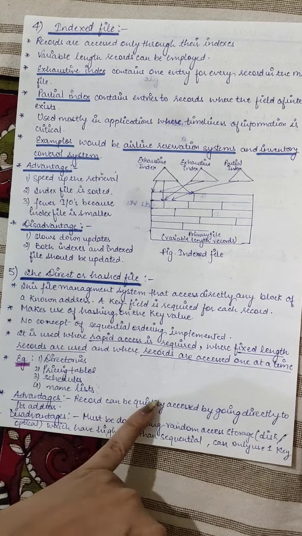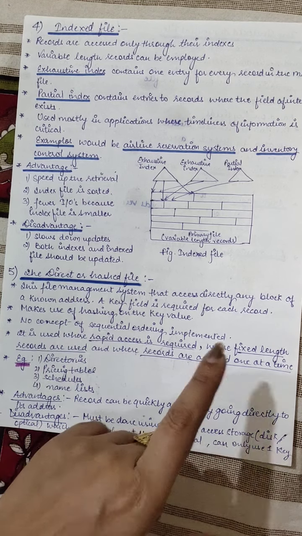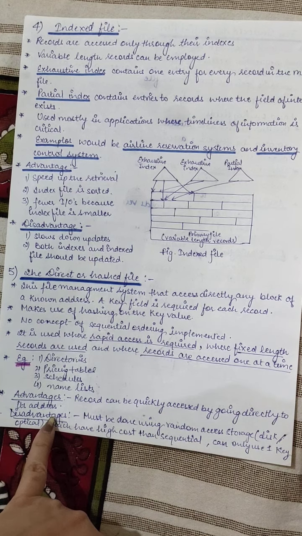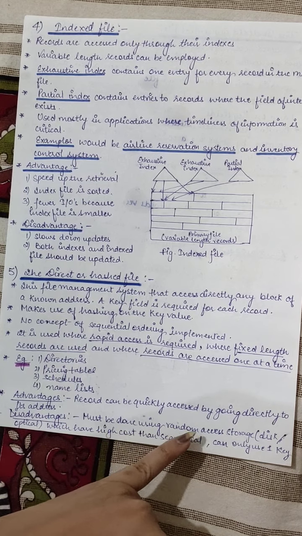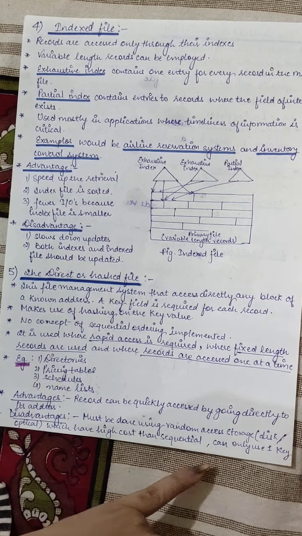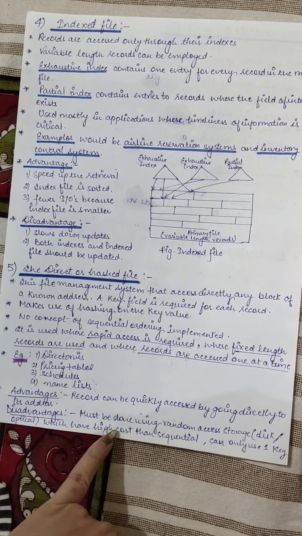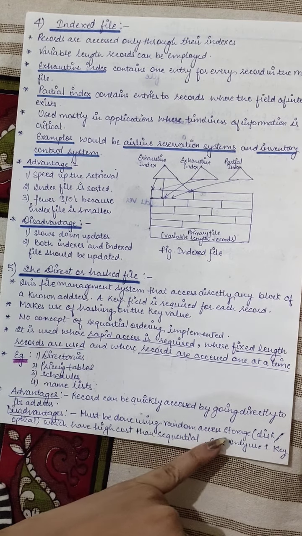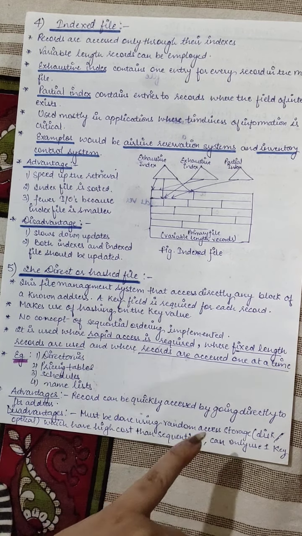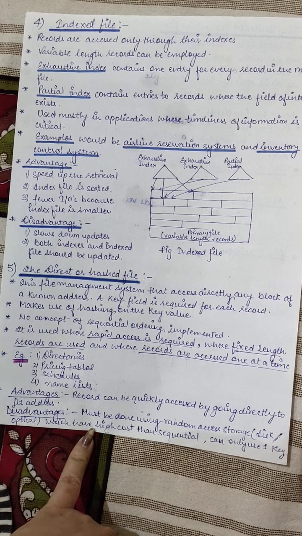Advantages are records can be quickly accessed by going directly to the address, and disadvantages that it must be done using random access storage, disk या optical disk, which have high cost, and sequential can only use one key. So this is the disadvantage of your direct या hashed file.